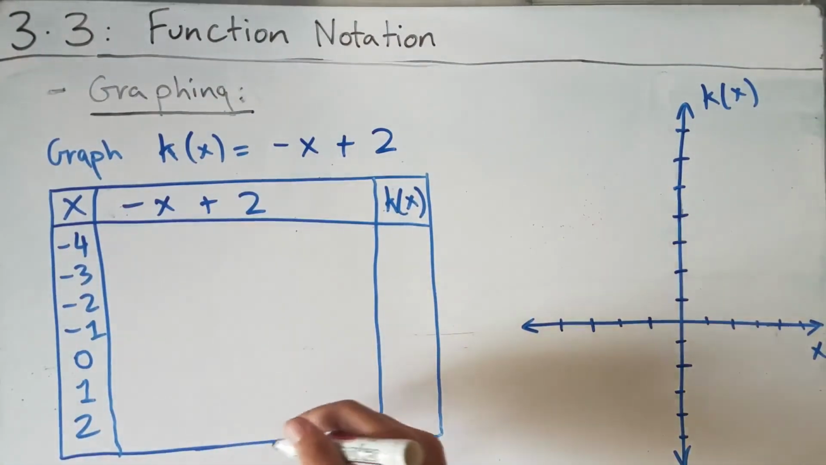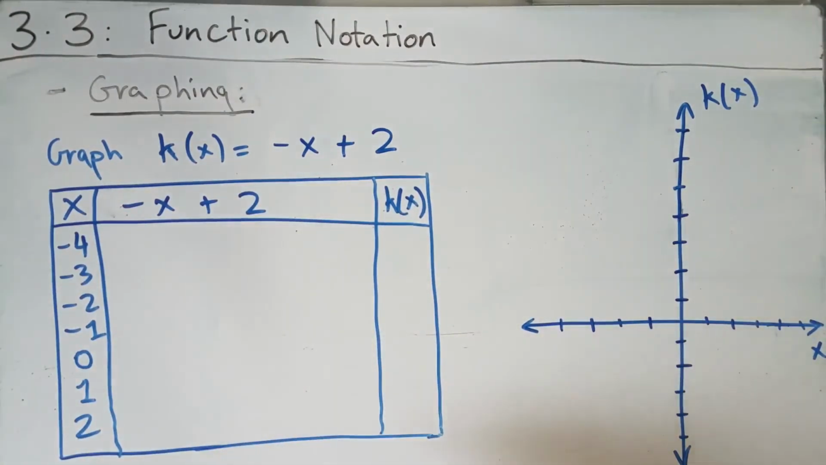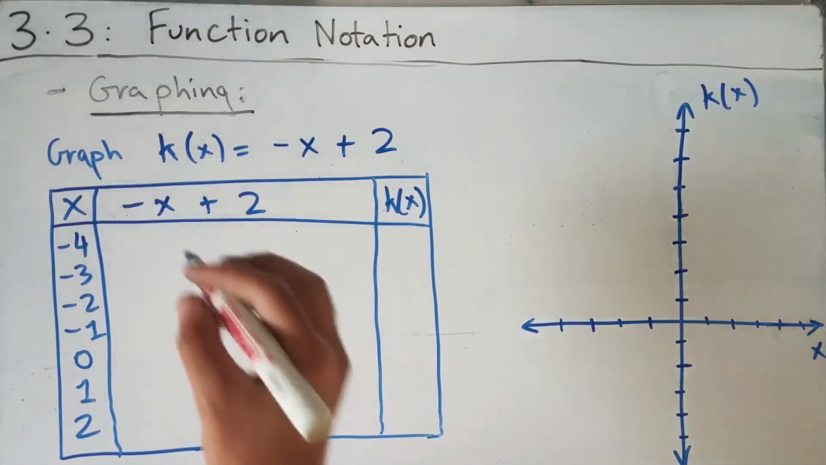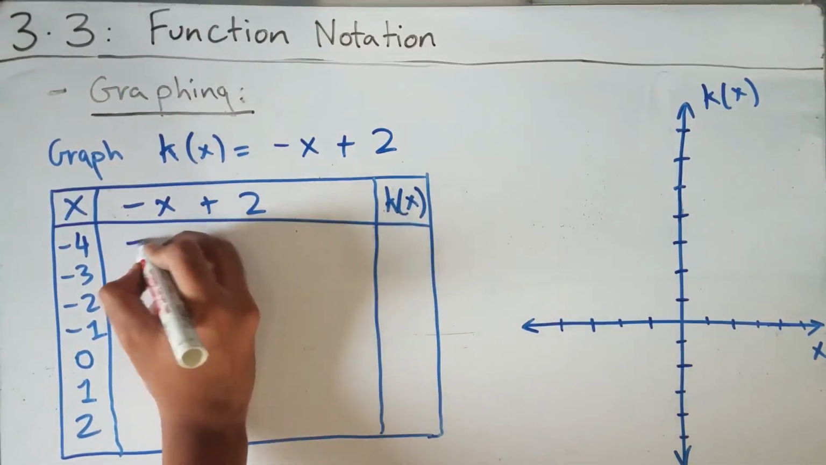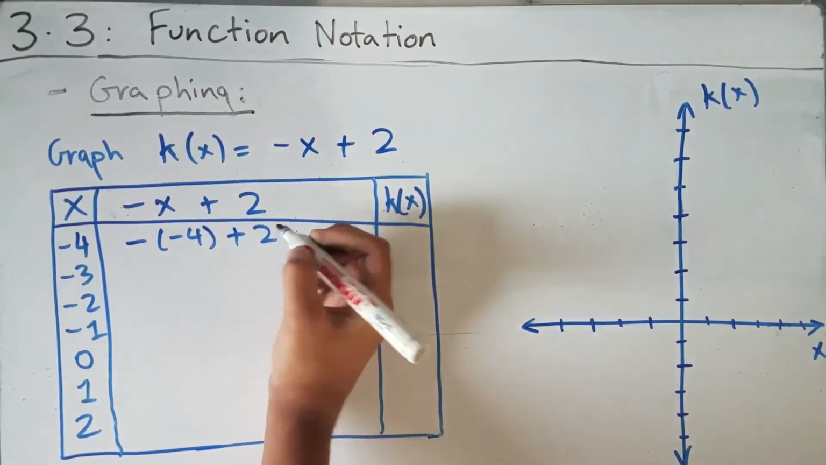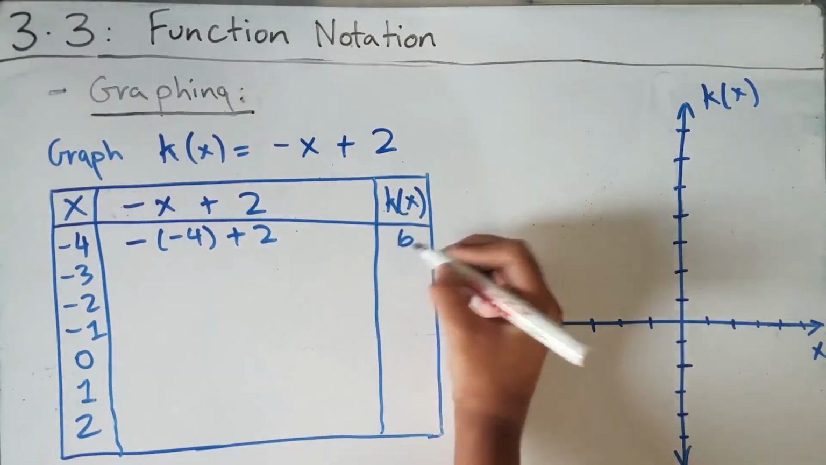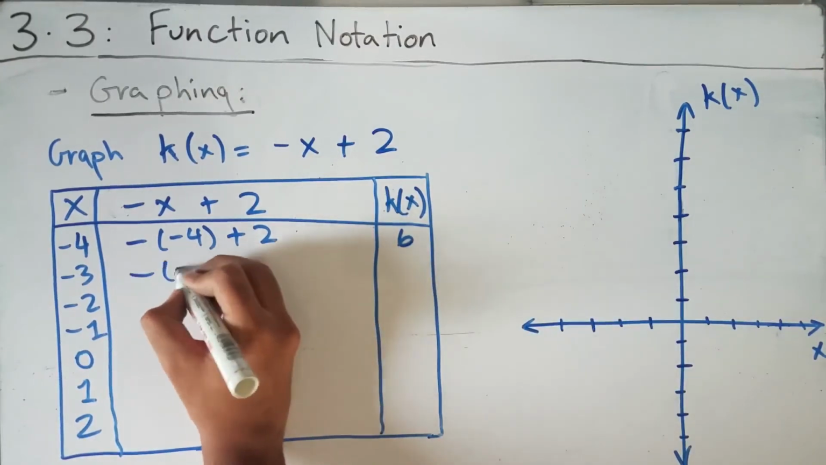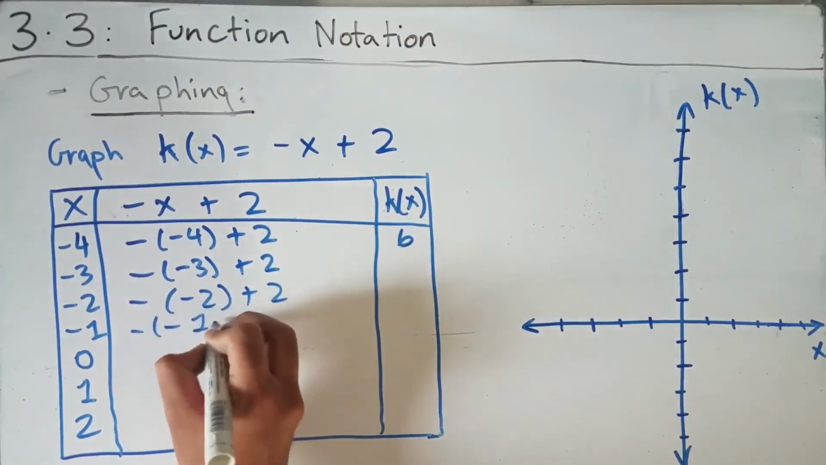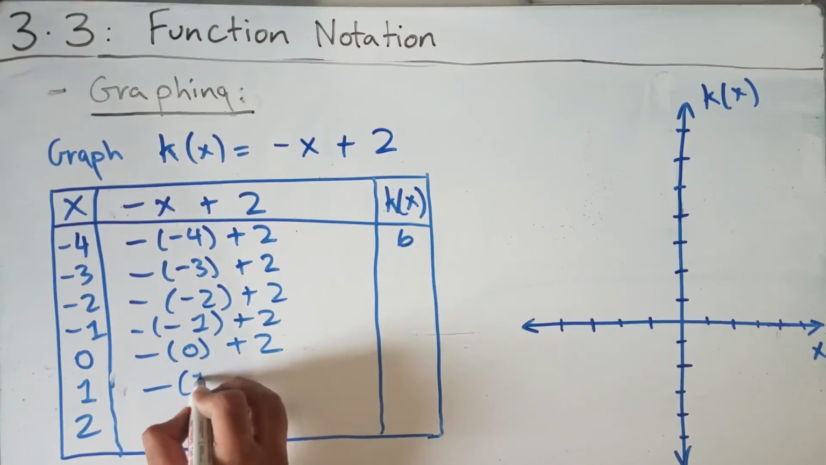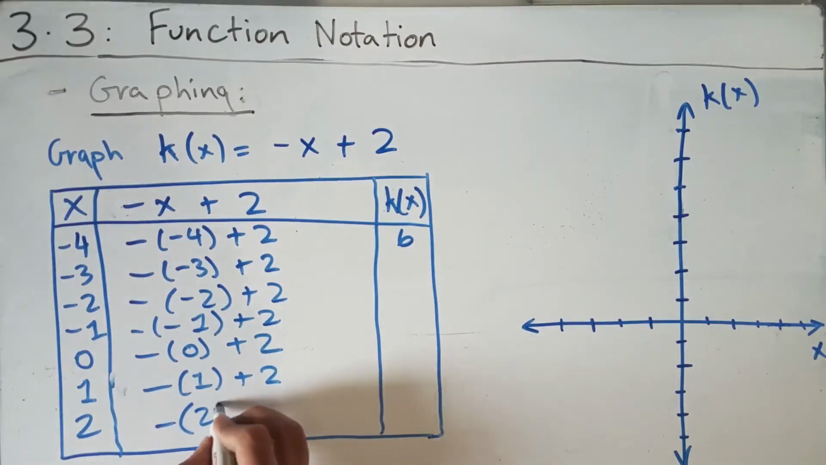And this middle box will represent the work we do to find the value for k of x. So our function is negative x plus 2. So we plug in negative 4: negative times negative 4 is 4, and 4 plus 2 is 6. And then we plug in negative 3, negative 2, negative 1, 0. We plug in 1. And finally plug in 2 for x.